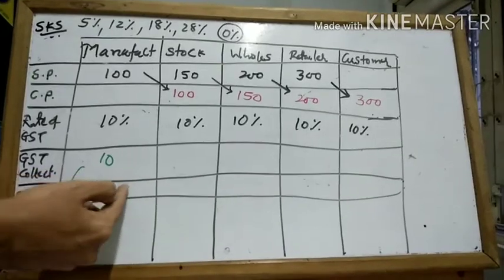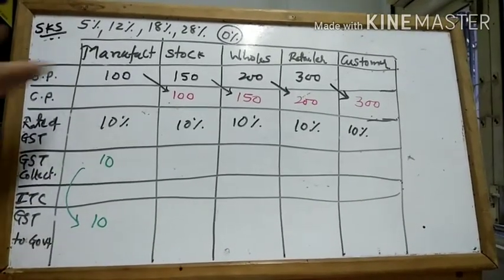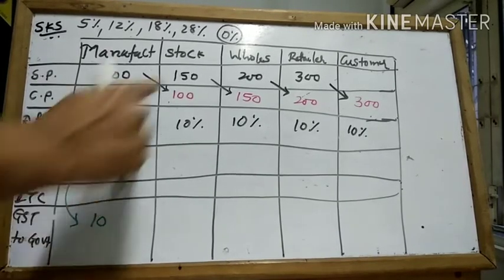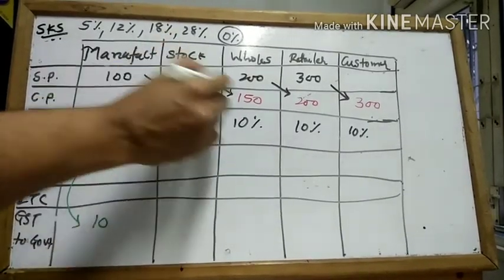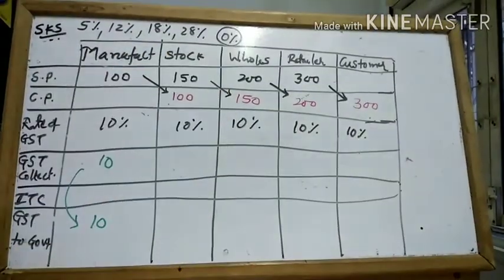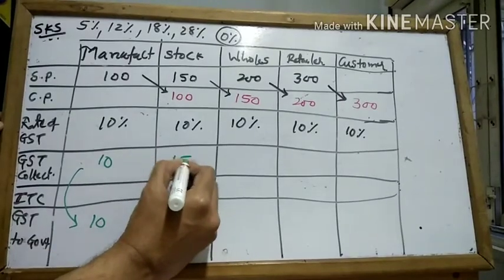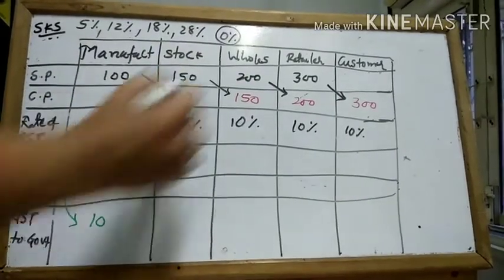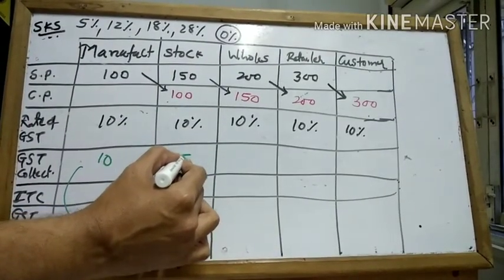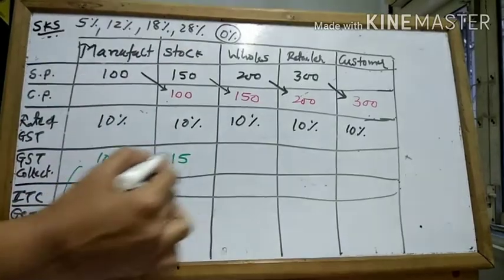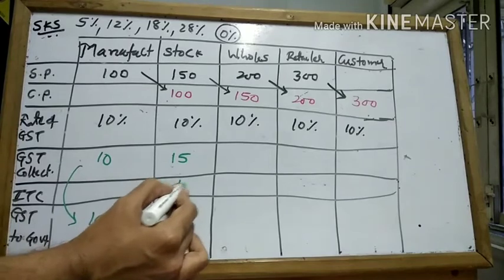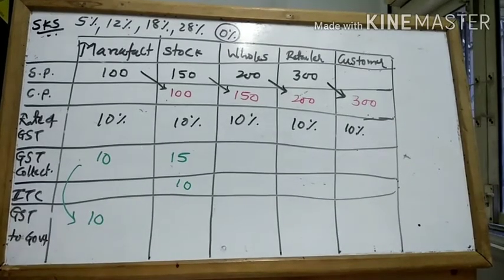About his ITC we will not talk about, because we have not talked about his CP from raw material, etc. Now the very interesting step is the next step. Stockist sells it for 150 rupees. So he will collect 15 rupees from the wholesaler. Wholesaler will pay 15 rupees to the stockist as GST. Remember, GST will be collected by stockist, but stockist has already paid rupees 10 in the previous transaction. So for him, input tax credit is 10.